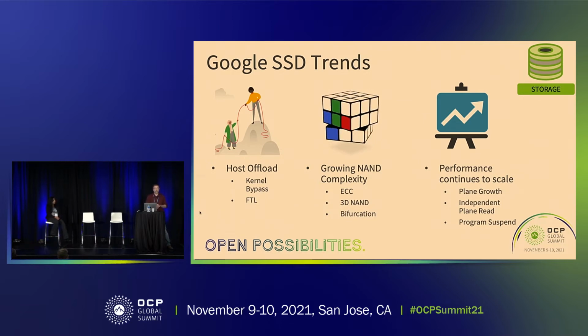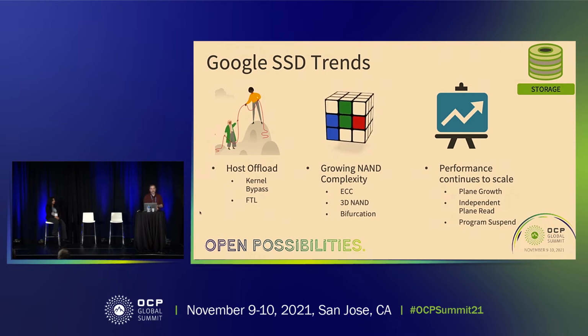Another big trend we've seen is the growing complexity of NAND. With ECC, there's a transition from BCH to LDPC. LDPC has all sorts of knobs and tuning and complexity that needs to be dealt with. The 3D NAND transition has added layers and effects at boundaries between layers that must be dealt with within the SSD. And there's also bifurcation between charge trap and floating gate. That all adds to the complexity of the NAND space.